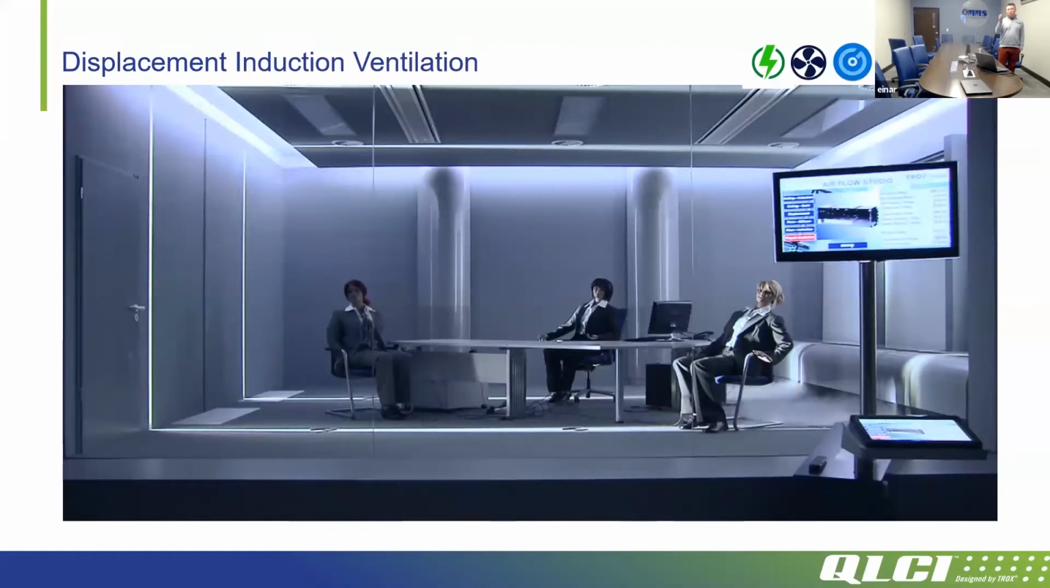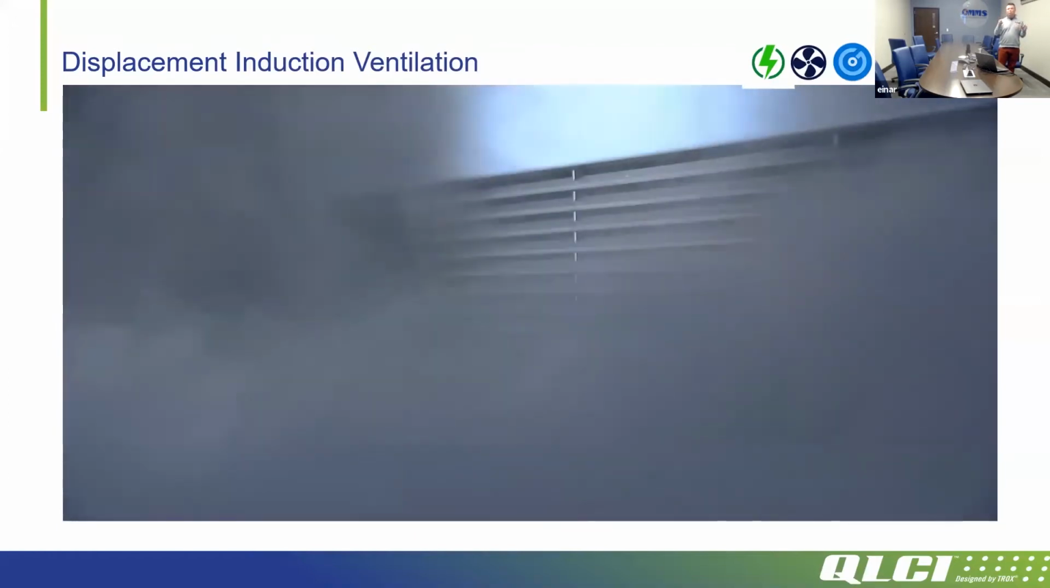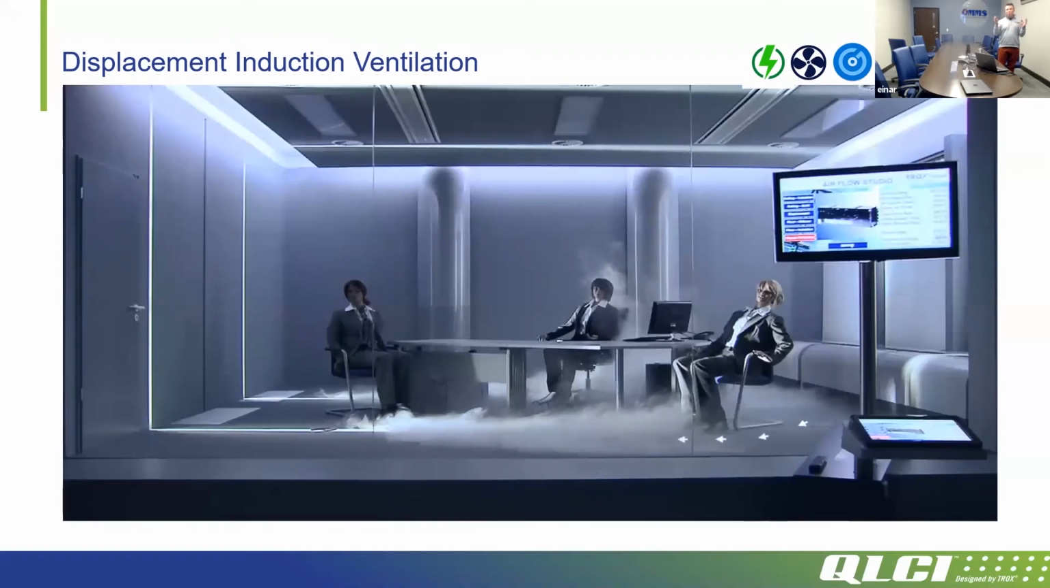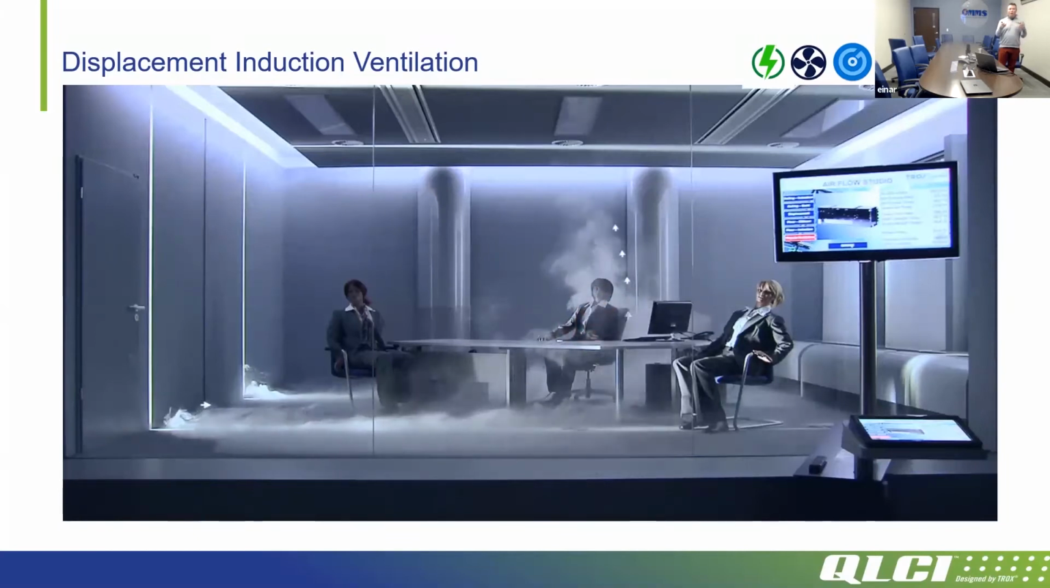Here's that same lab with the smoke coming out of the QLCI, low velocity air migrating into the room. Now one of these weird creepy mannequins is heated. It is the center one, and you can see that effect of heated conditions delivering fresh air to our breathing zone and then taking those contaminants up and away.